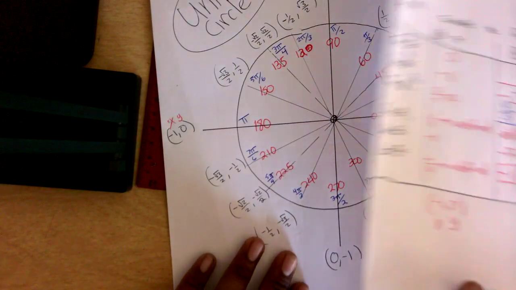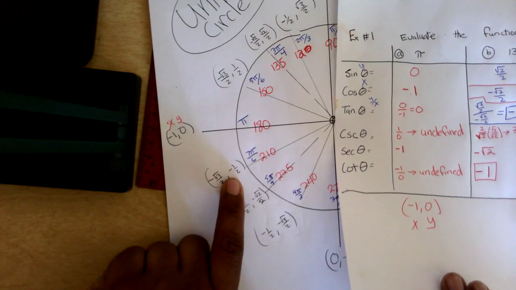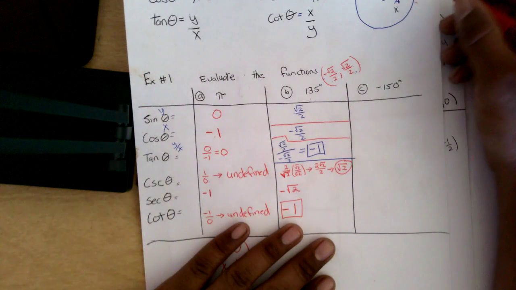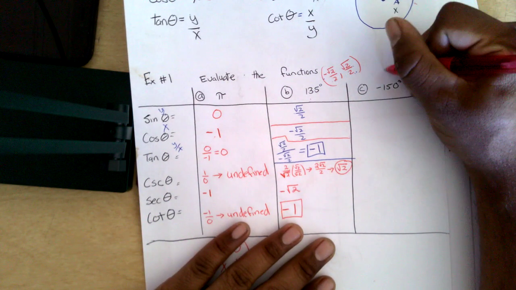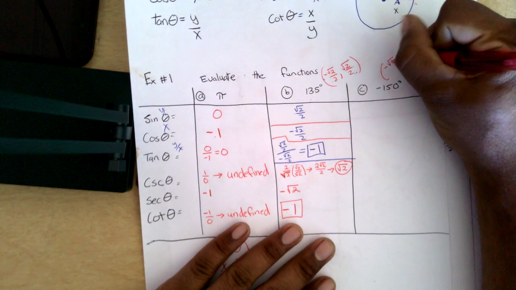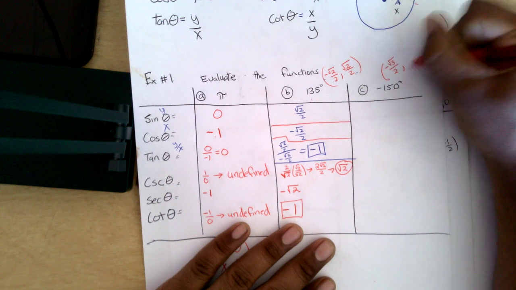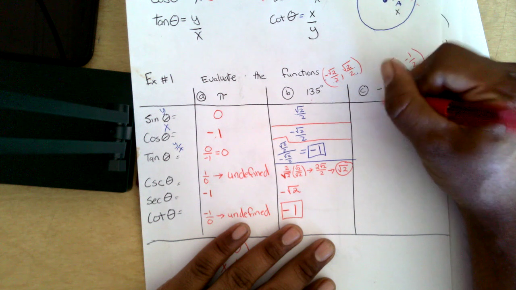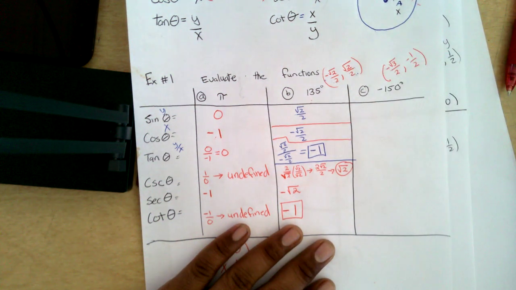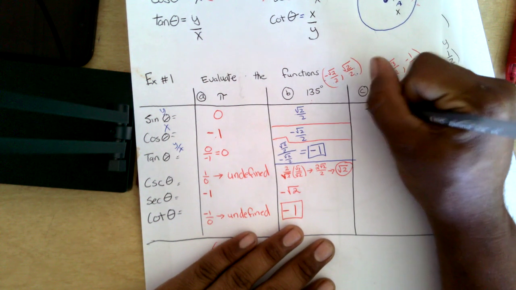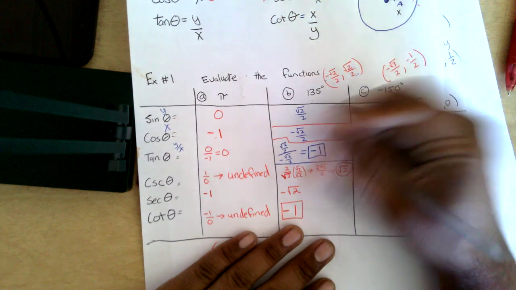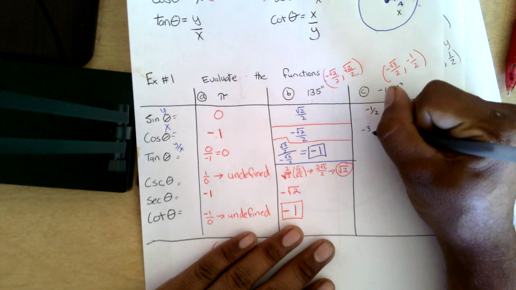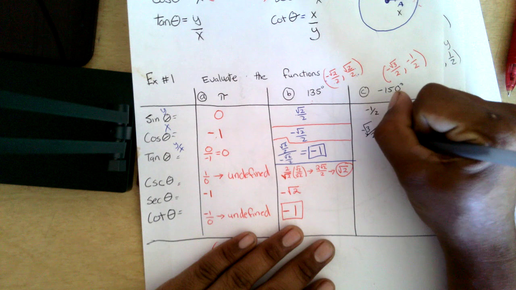So let's write down our coordinate, negative root 3 over 2, negative 1 over 2. You don't have to write down the coordinate. I'm doing it just so I can reference it right here. So these are both negative in this case, like that. And we'll go through again. So our y coordinate is negative 1/2. Our x coordinate for the cosine is negative root 3 over 2.